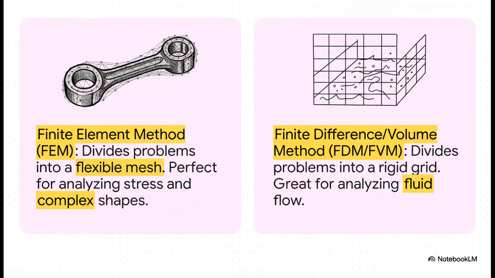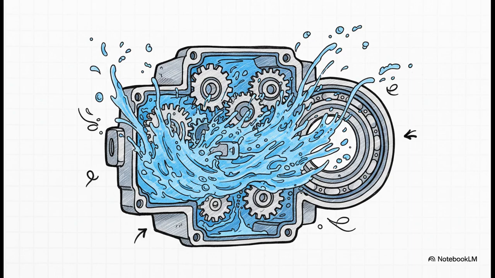On one hand, you have the finite element method, or FEM. Think of this like shrink-wrapping a flexible net over an object. It's perfect for seeing how stress and strain affect complex, solid shapes. On the other hand, you have the finite difference or volume method. This is more like laying a rigid grid, like a checkerboard, over a space. It's incredibly good for analyzing how fluids, like our lubricant, flow through that space. So let's start at that big picture macro level.